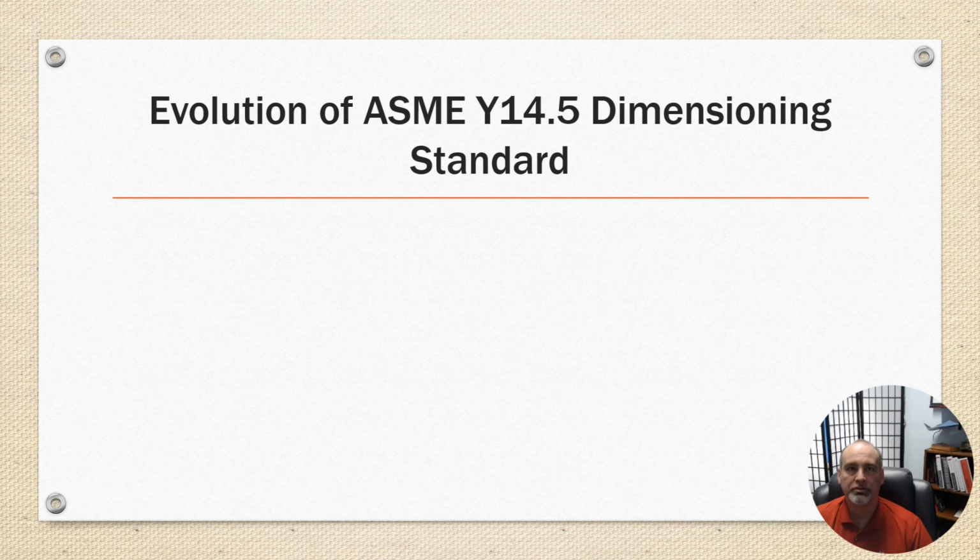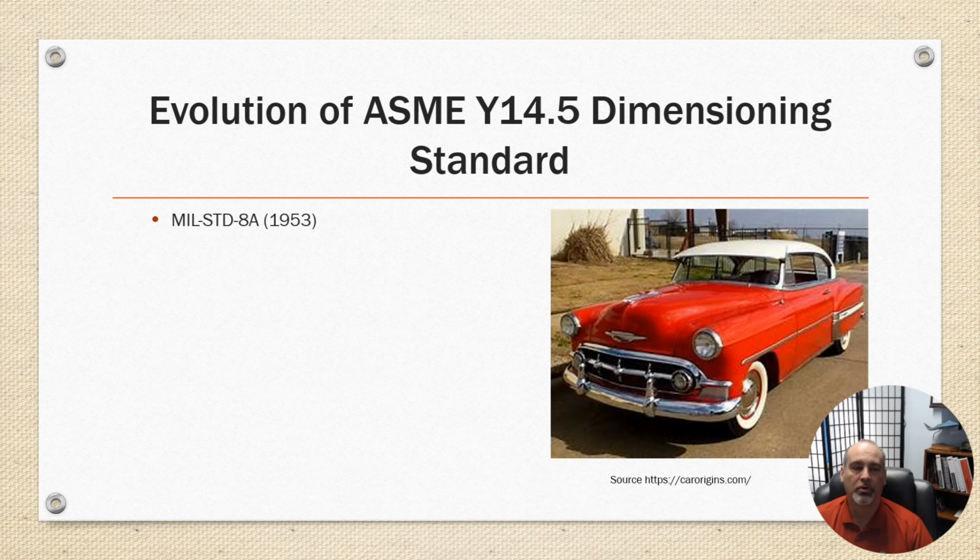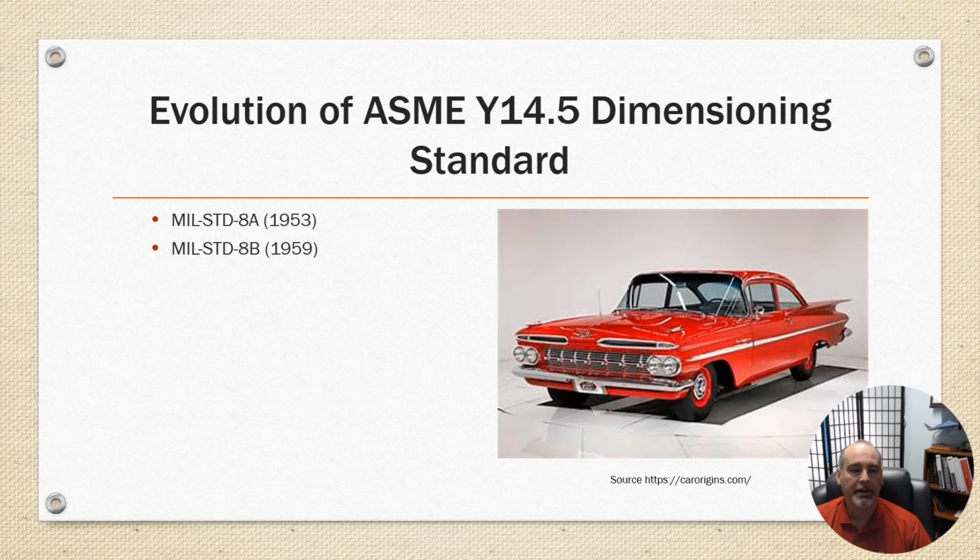Okay, the evolution of the ASME Y14.5 dimensioning standard. It all started right after the Second World War. And the first version was Mil Standard 8A in 1953. And on the right here, we have the most popular car sold that year, which was the 1953 Chevrolet Bel Air. Okay. And to give some context, we had a revision in 1959, and the most popular car sold that year was the 1959 Chevrolet Bel Air.